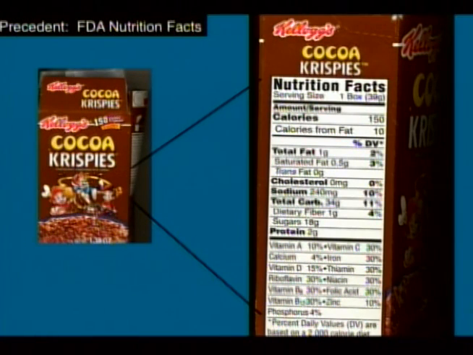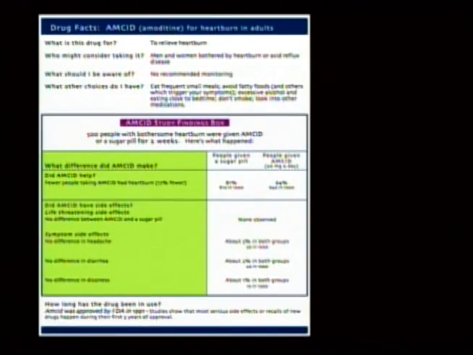It gives them data in a table. Now, you can quibble with what's in the table. We like just the idea. And we thought, if you can do this for Cocoa Krispies, why can't you do this for Lipitor? Not tell us the ingredients and the calories, but how well the drug works and what the important harms are. And to cut to the chase, this is what it looks like.